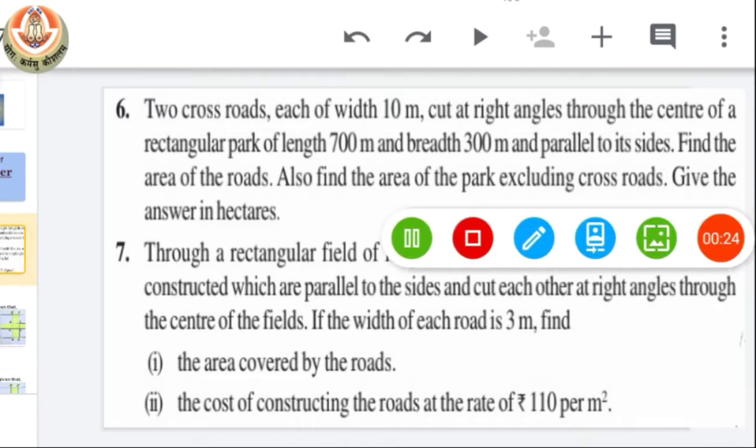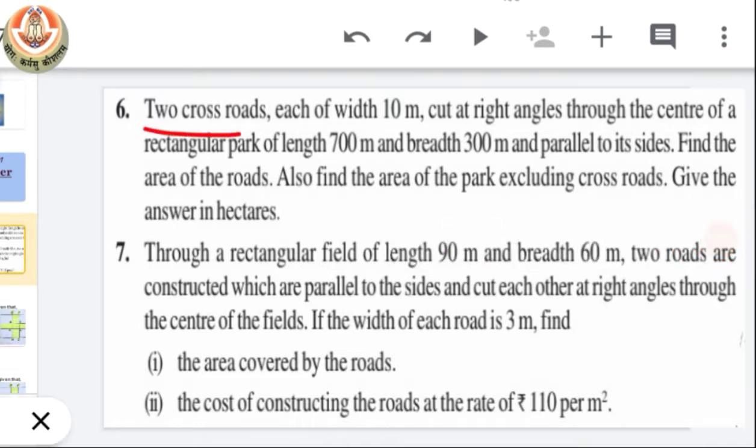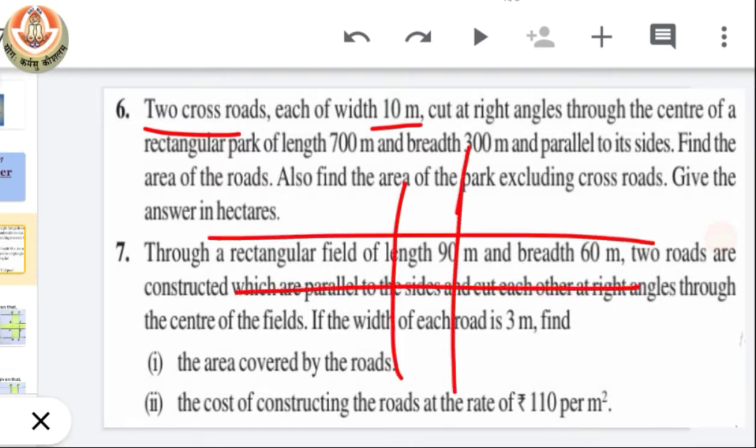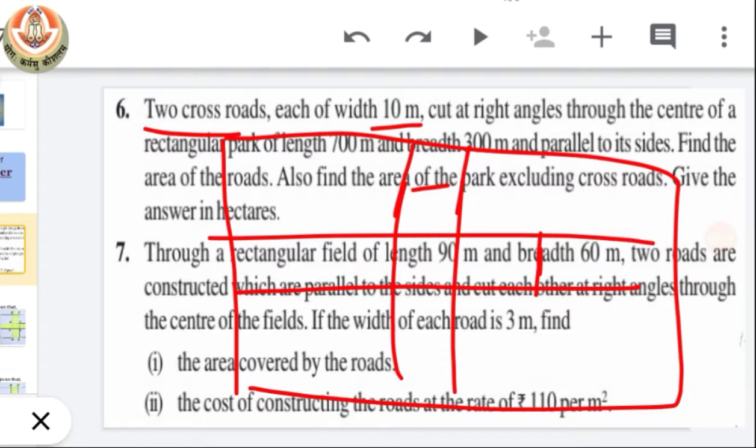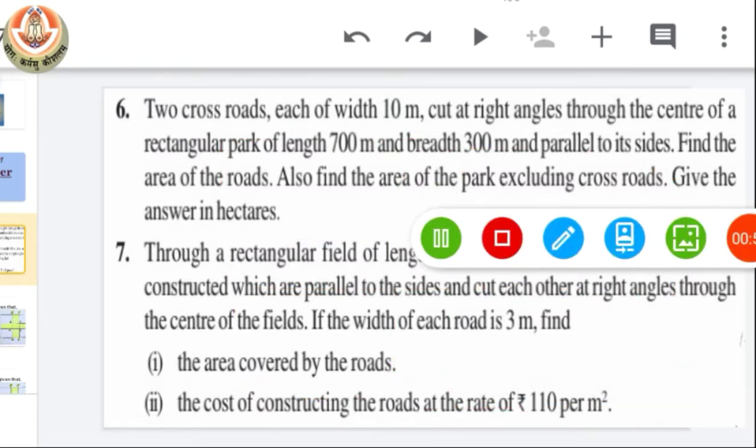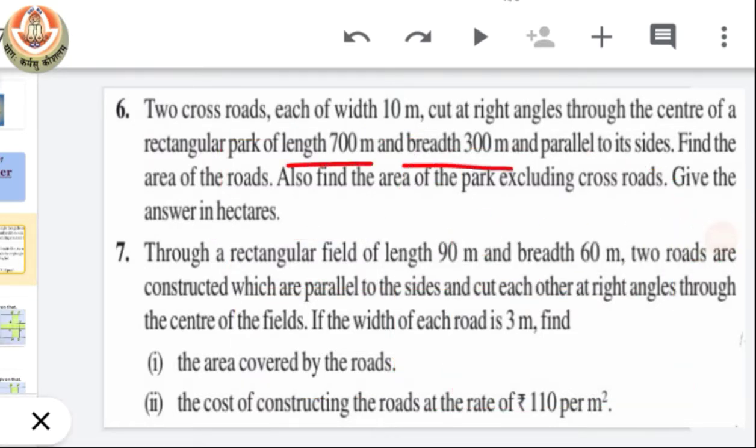So the question is, two crossroads, each of width 10 meter, cut at right angle like this. They are two crossroads of width 10 meter, cut at right angle through the center of a rectangular park. That means it should be like this. Now the question is, the length and breadth of park is given. Find the area of the road. We have to find the area of the road.